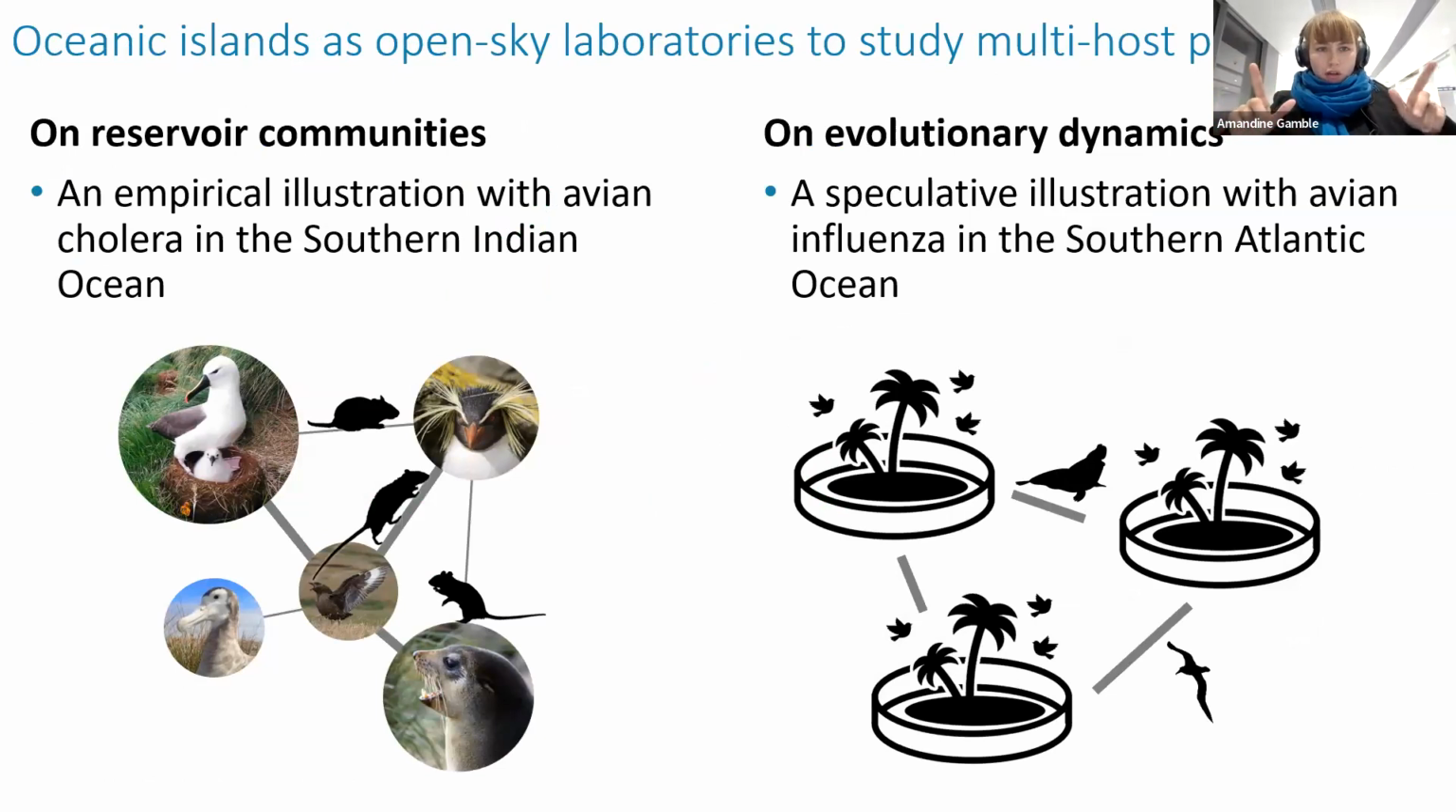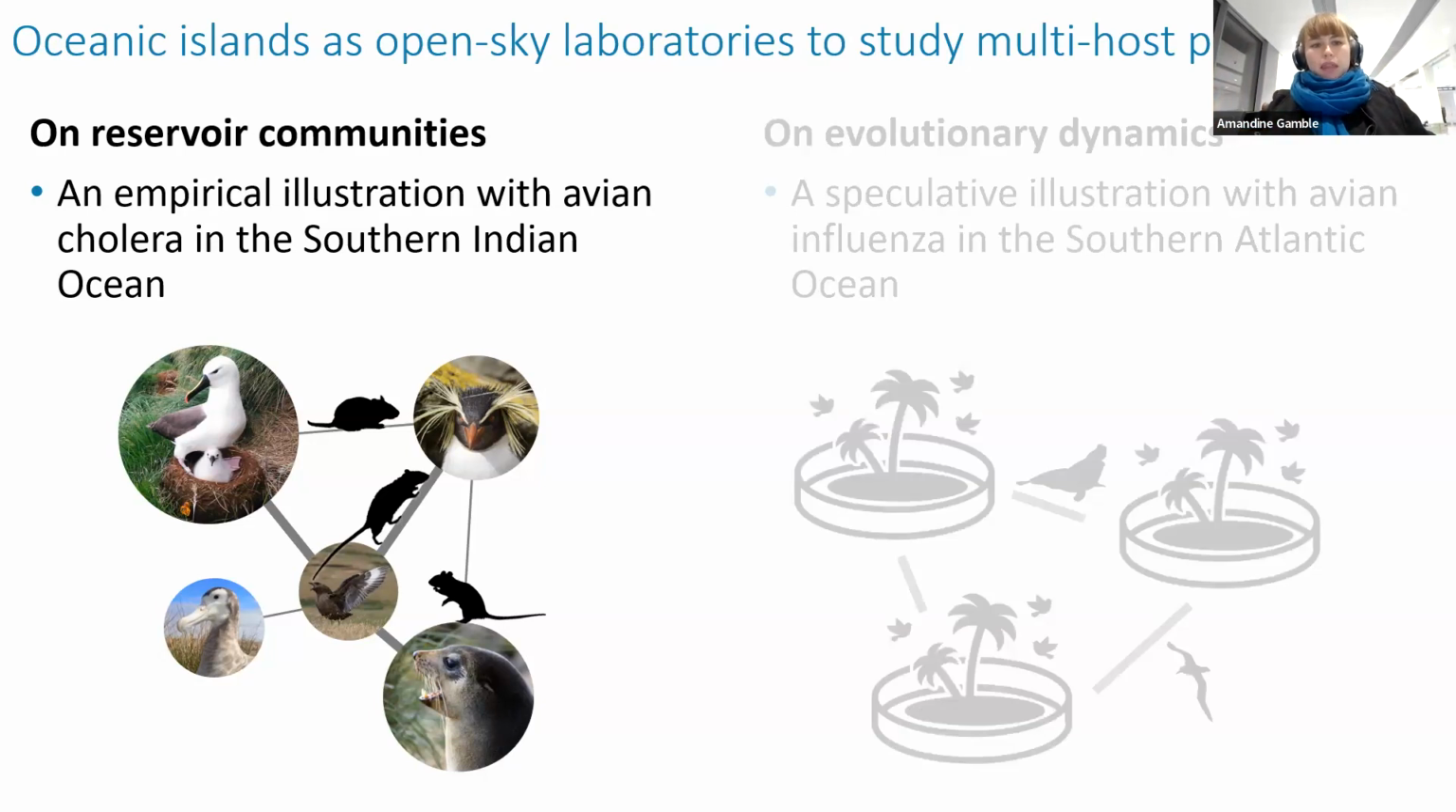So that's one of the reasons why I work so much on oceanic islands. So I'm gonna go over two examples. One more like a nice story with data and stuff, and one more like speculation of things that I think you guys might be interested in and we could talk about. So the first one is avian cholera on some islands in the southern Indian Ocean.